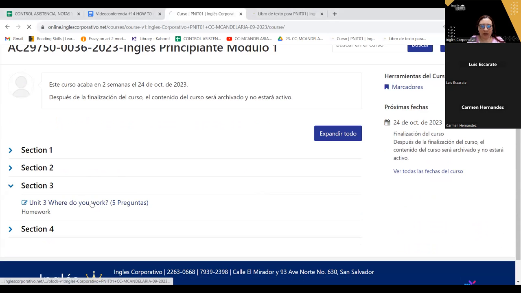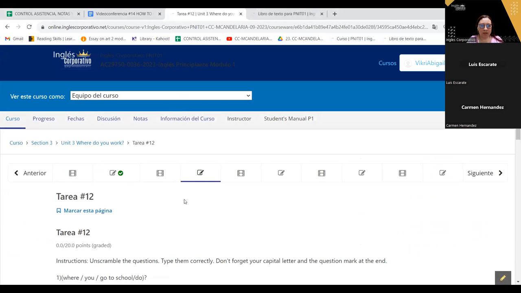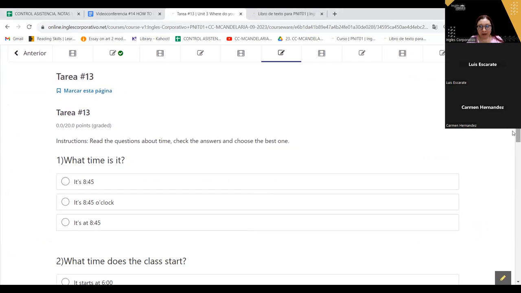We're checking unit number 3 right now. Remember, we're doing the homeworks for each day in the platform. Ahora correspondería hacer la del día de ayer, la del día miércoles, right? Today's Thursday. Okay, so it says read the questions about time and choose the correct answer, the best one. So, si a mí me preguntan, what time is it? ¿Cuál de estas puedo utilizar yo para contestar?